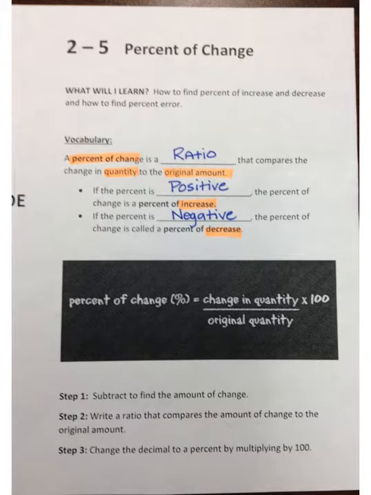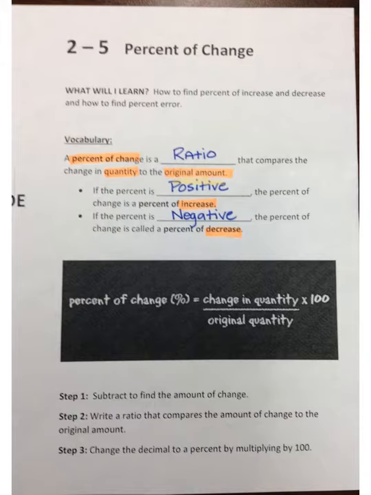What will I learn? Today you're going to learn how to find the percent of increase and decrease and how to find percent error. So first of all, let's talk about what a percent change is. A percent of change is a ratio that compares the change in quantity to the original amount. So percent of change could be either positive or negative. If the percent is positive, the percent of change is an increase, and if the percent is negative, the percent of change is called a percent of decrease.